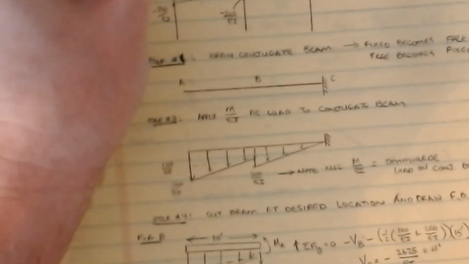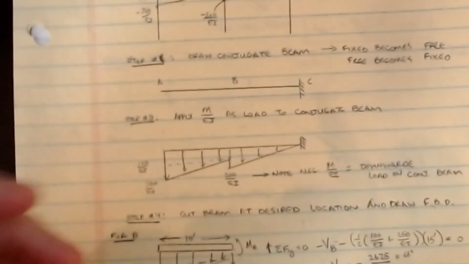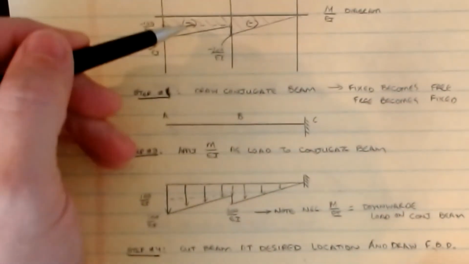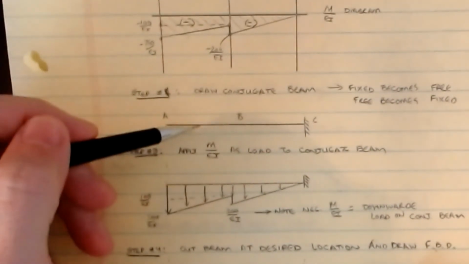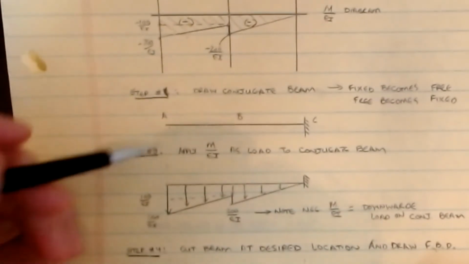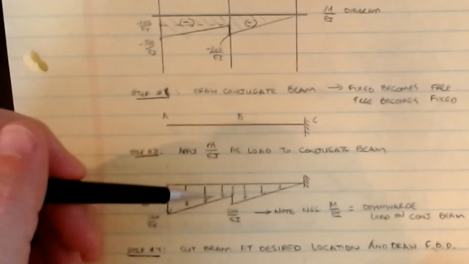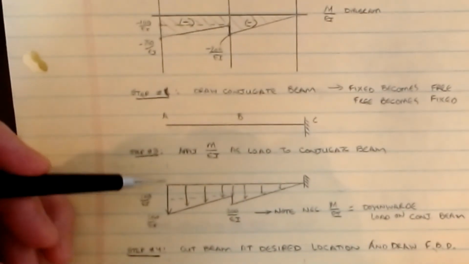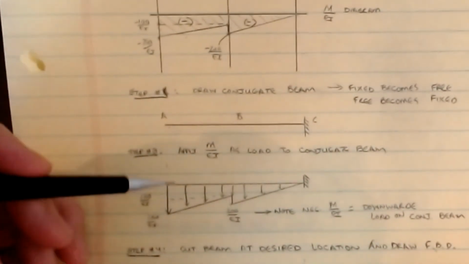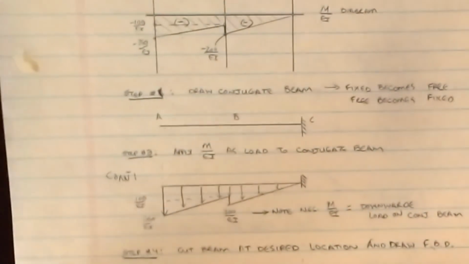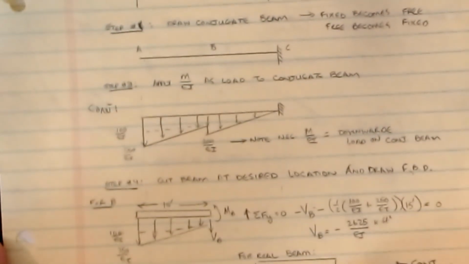Okay, then all we do is we take the M over EI diagram that we had here, and I apply it as a load to this beam. Okay, so it's a negative M over EI diagram, so the load is acting downward on our beam. And so this is the conjugate there. Okay, and so now all we have to do is find the values that we're looking for.